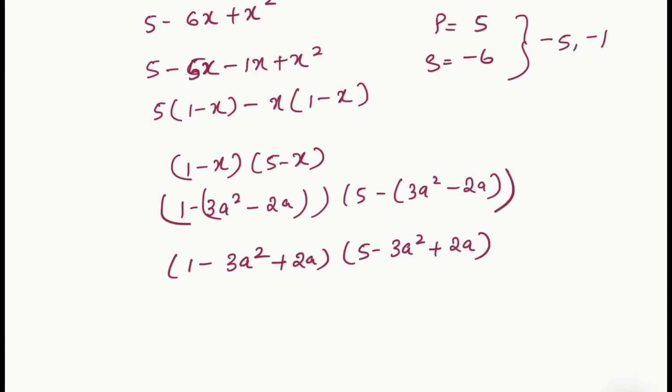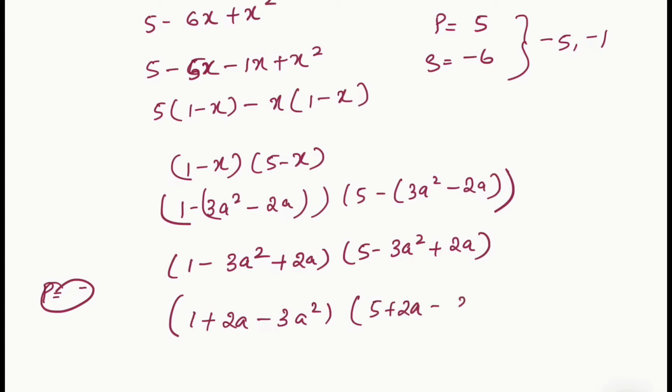This is again in the form of a trinomial, right? So you need to split this. How do we split it? So again, take the first thing. You have your product is equal to, what's the product even here? Product is equal to minus 3. So let me arrange them first. When we arrange them, what do I get? I can write them as 1 plus 2a minus 3a square. Correct? Again, 5 plus 2a minus 3a square.